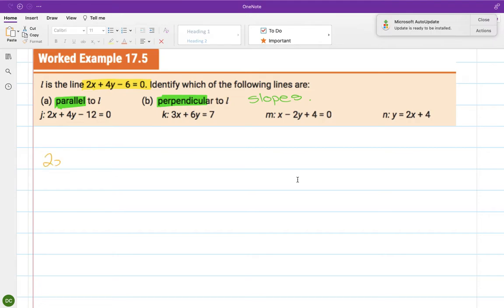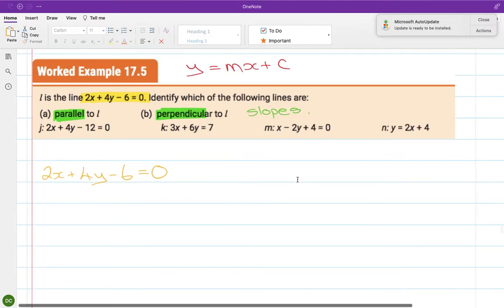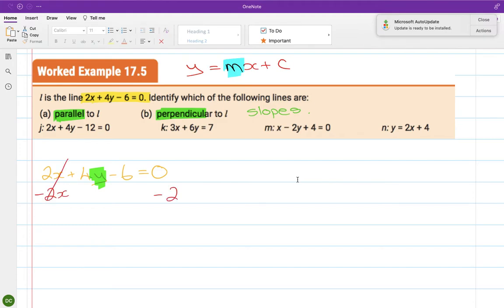So we take 2x plus 4y minus 6 equals 0. And the way we're going to get the slope is we're going to isolate y. We're going to use y equals mx plus c because the slope is the number in front of x. So the way we're going to do it for all 5 lines is we're going to isolate y. So there's my y. I need to isolate it. First of all, I need to move the 2x. I do that with a minus 2x and a minus 2x on the far side. I need to move the minus 6. I do that with a plus 6 and a plus 6 on the far side.